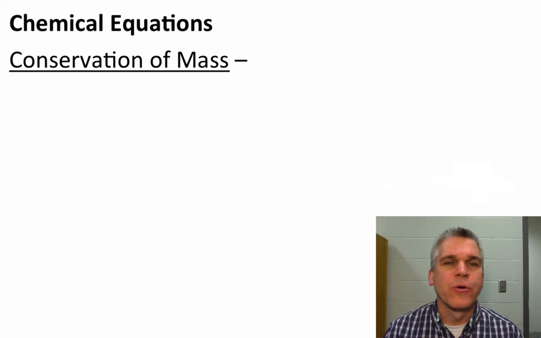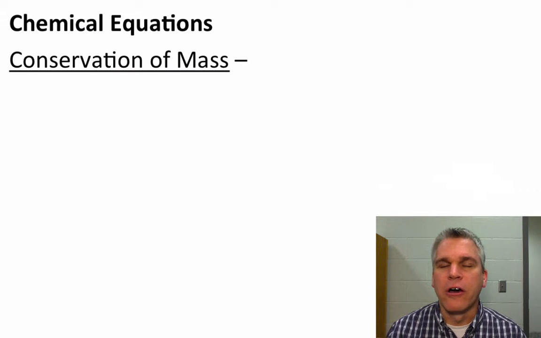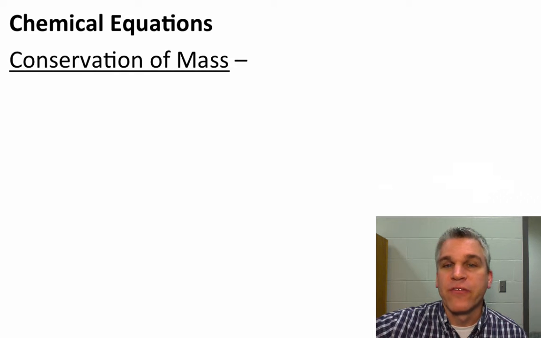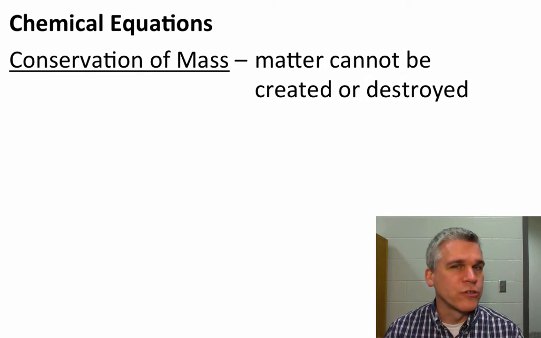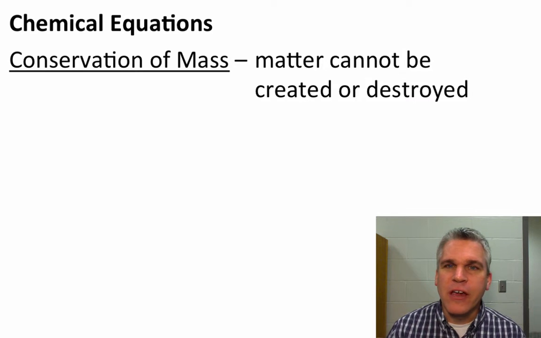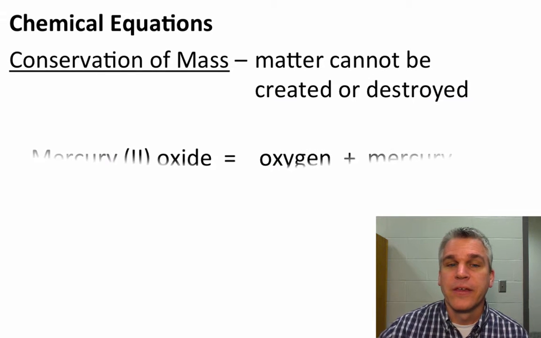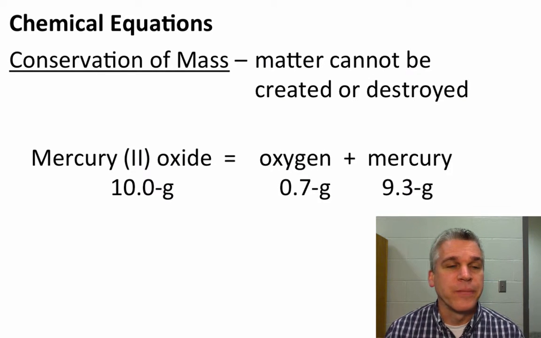When we do these chemical reactions, we have to keep a law in mind. This is the law of conservation of mass that says that matter cannot be created or destroyed. So we have to be very careful that when we are writing chemical reactions that we are obeying this law. So let's look at an example here.